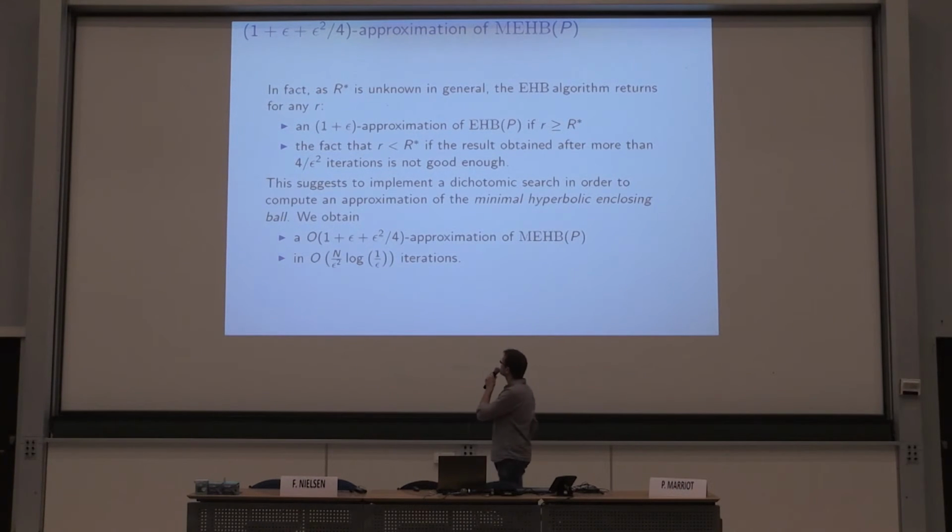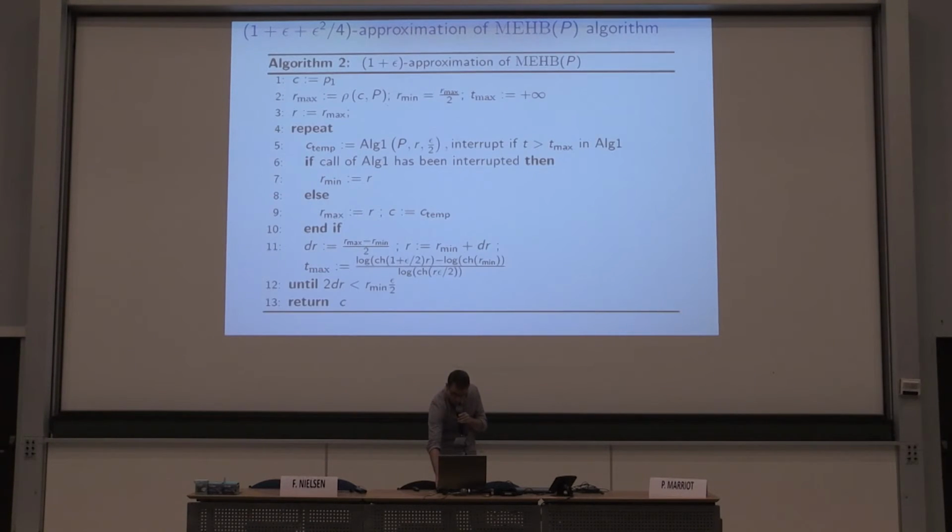And so we implement this with a dichotomic search on the radius in order to obtain the real minimal hyperbolic enclosing ball. And this algorithm requires O(n/epsilon^2 times log(1/epsilon)) iterations to finish. So here is the algorithm. We just see that it's a dichotomic search where we have to treat the case whether or not the first algorithm has converged.